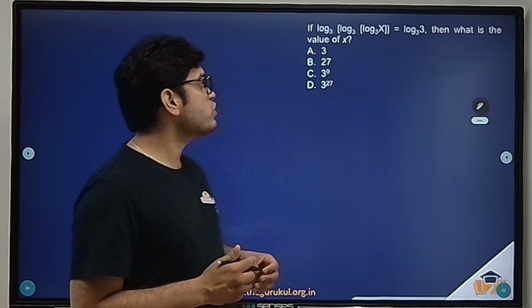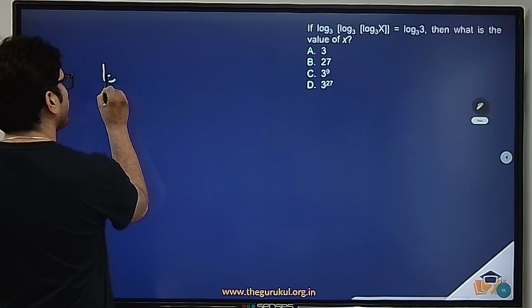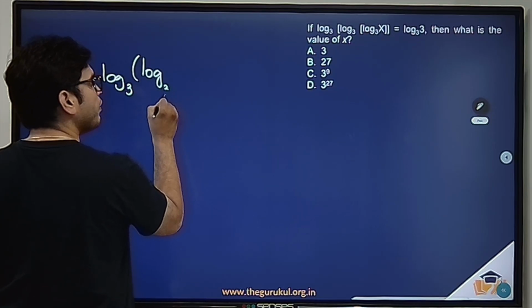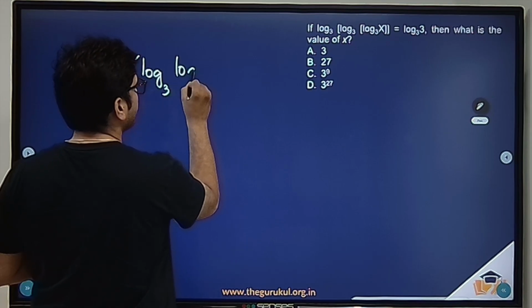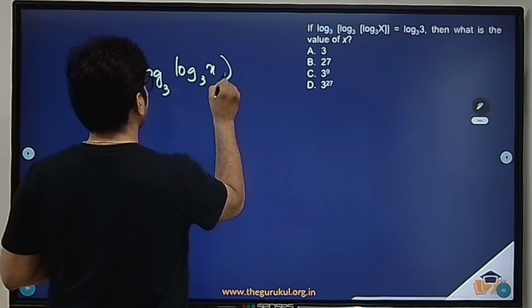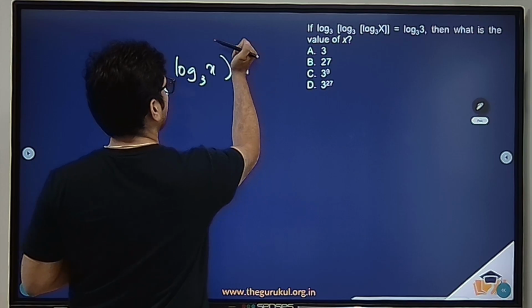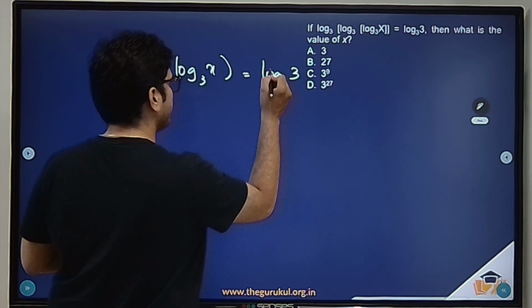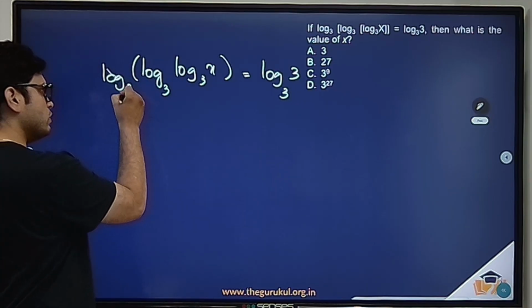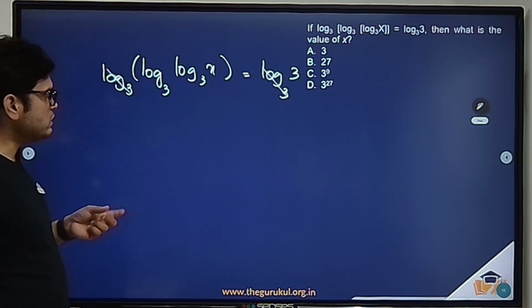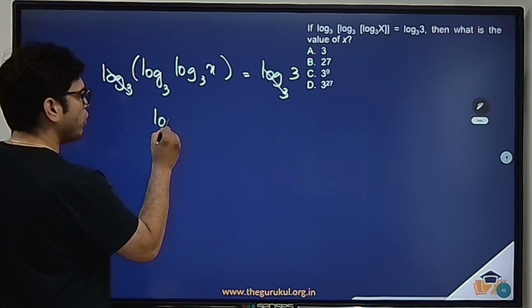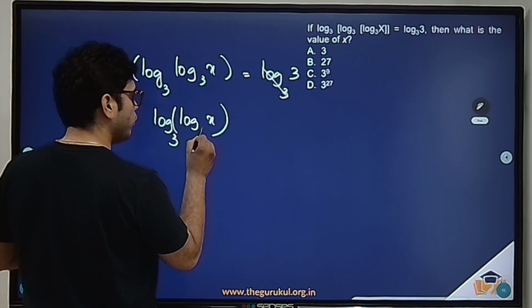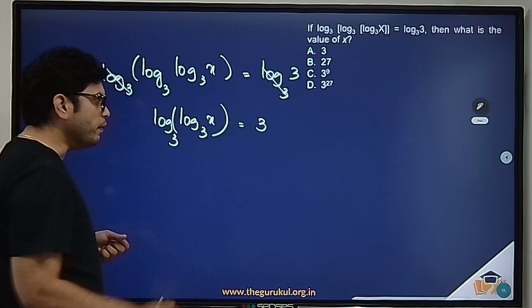Now coming to the third question. We have log base 3 of log x to the base 3 is equal to log 3 to the base 3, right? Now since we have log 3 to the base 3, I can say that log x to the base 3 should be equal to 3, right?